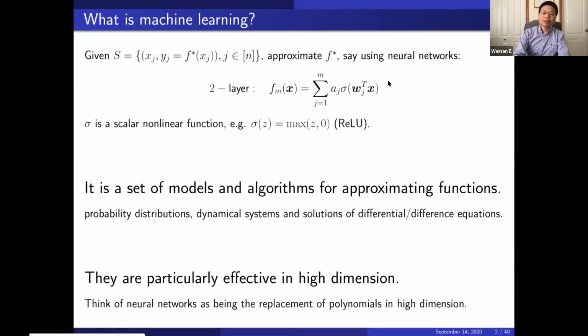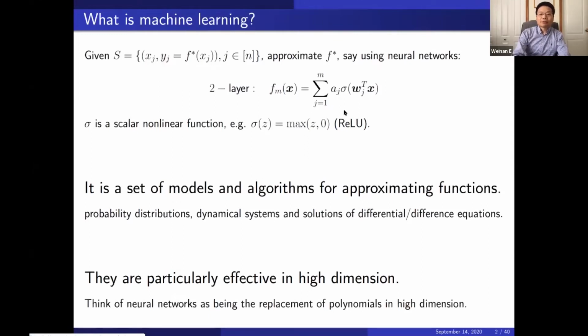Nowadays, people don't use two-layer neural networks very much. They use multi-layers, which means you take functions of this type and you compose many times. Now in this function, there is a scalar nonlinear function, sigma, called the activation function. It is the only place where nonlinearity enters this expression. Without sigma, this will be linear, and if you compose many times, it's still linear. So with sigma, the function class becomes much richer. A typical choice of sigma is what is called the ReLU function. This is arguably the most linear function among nonlinear functions.